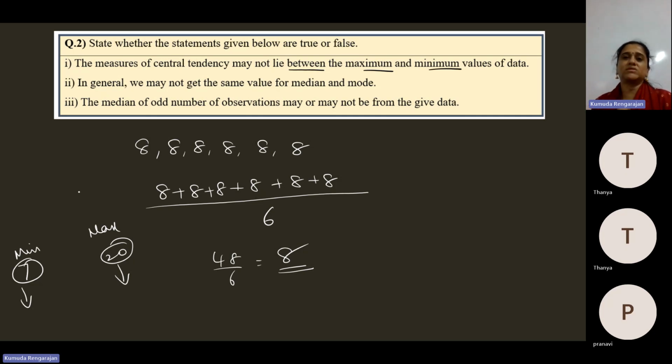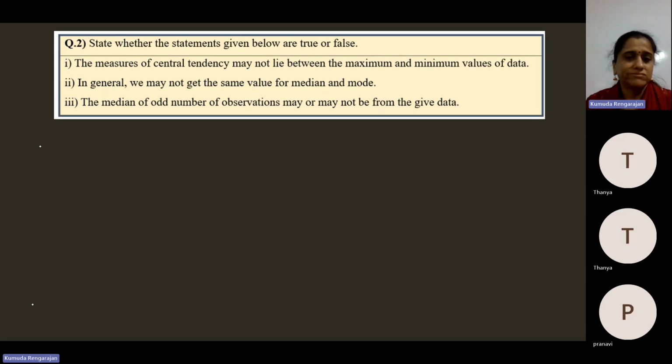Now tell me if this statement is true or false. Now tell me if the statement is true or false. Because they're asking may not lie. See, I'll give you an example.